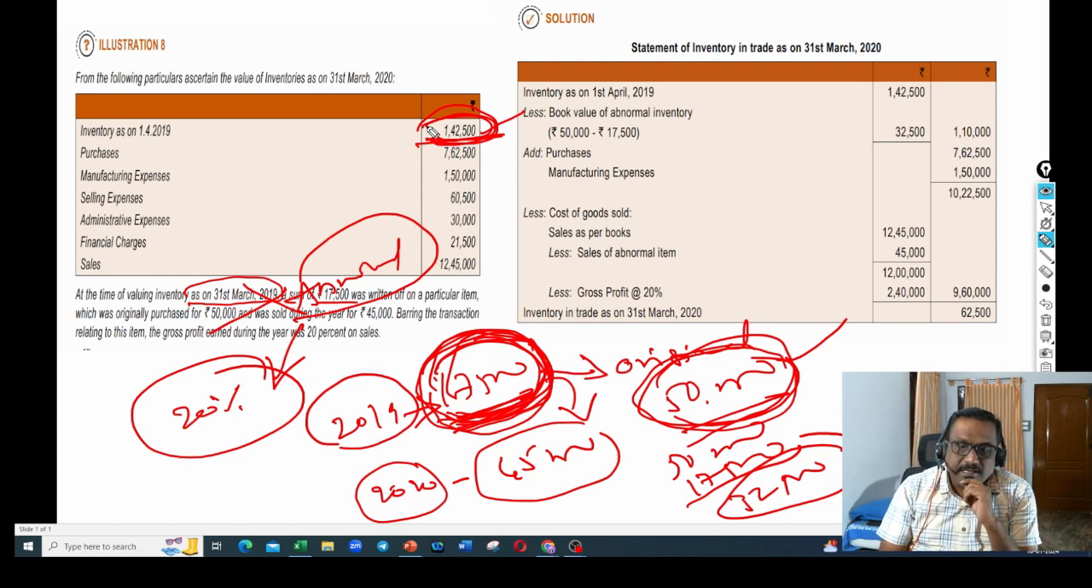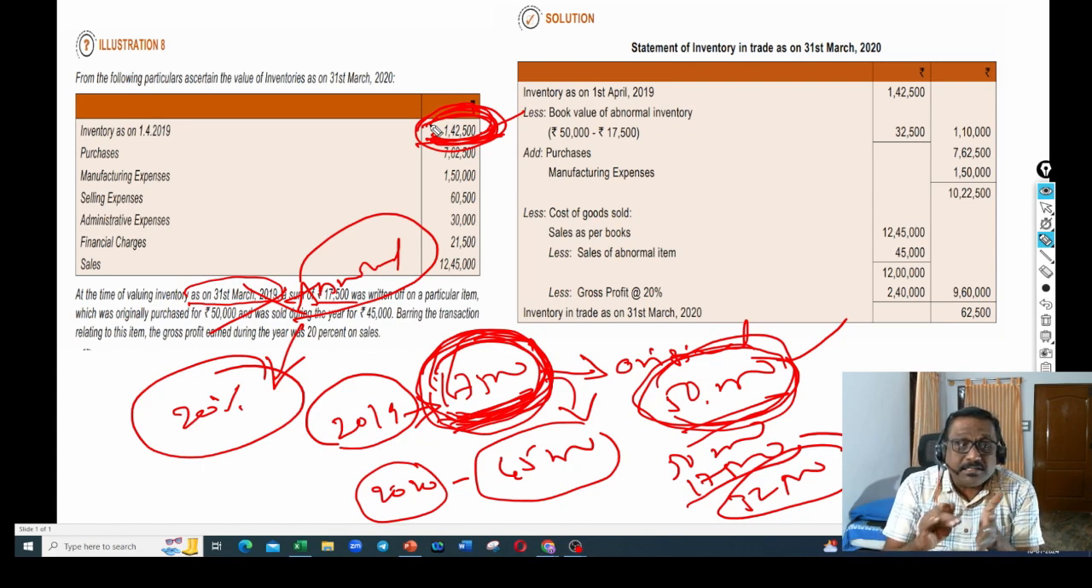Physical inventory is there. But how much has been written off? They have written off only 17,500. What about the balance amount? 50,000 minus 17,500, that is already included here. Now, that 32,500 we need to deduct from here. Why do we need to deduct this from here?